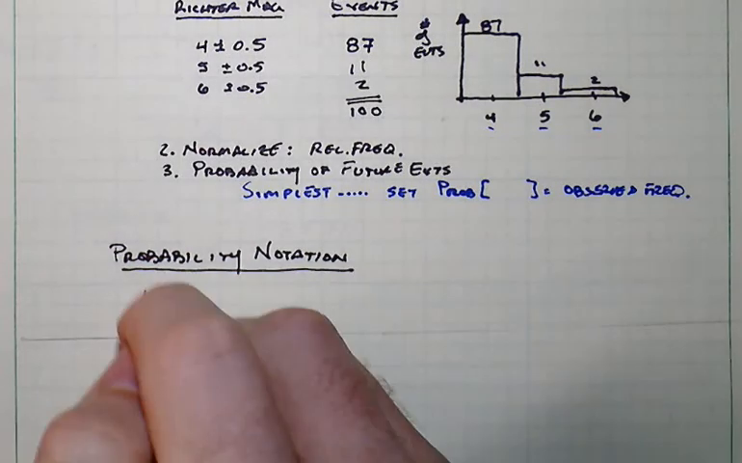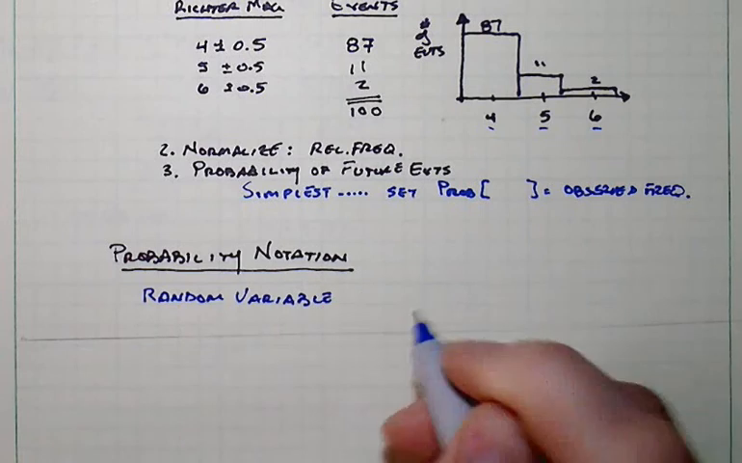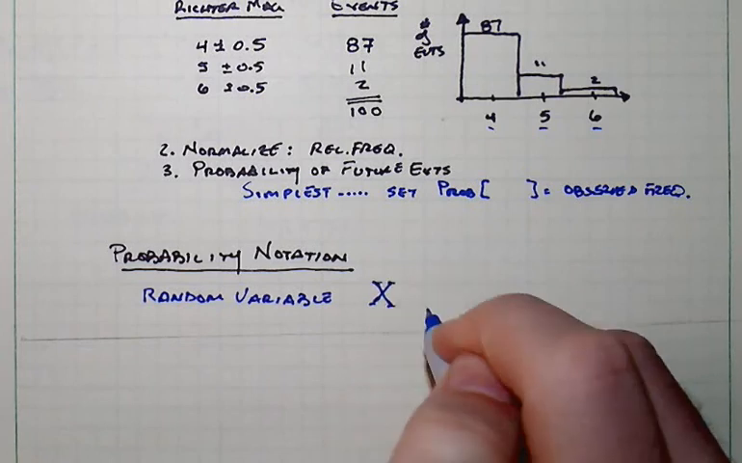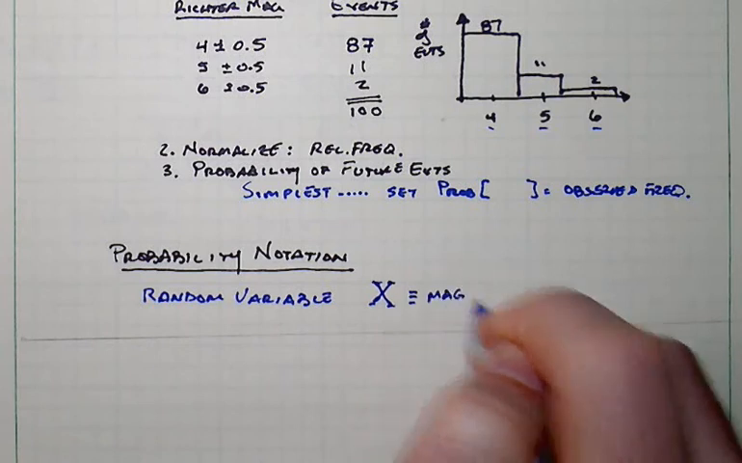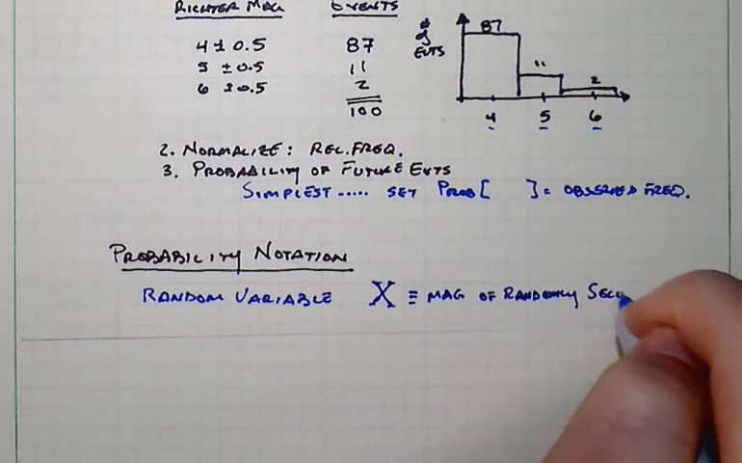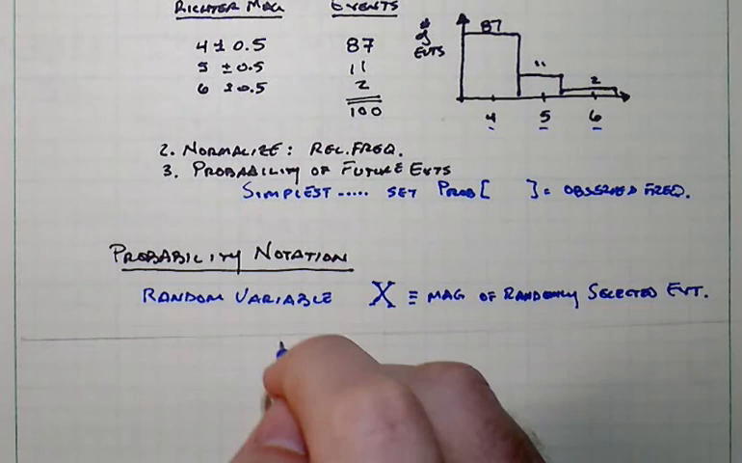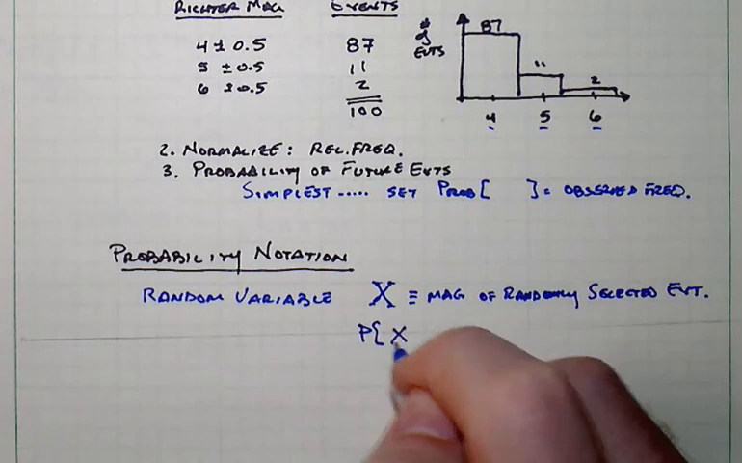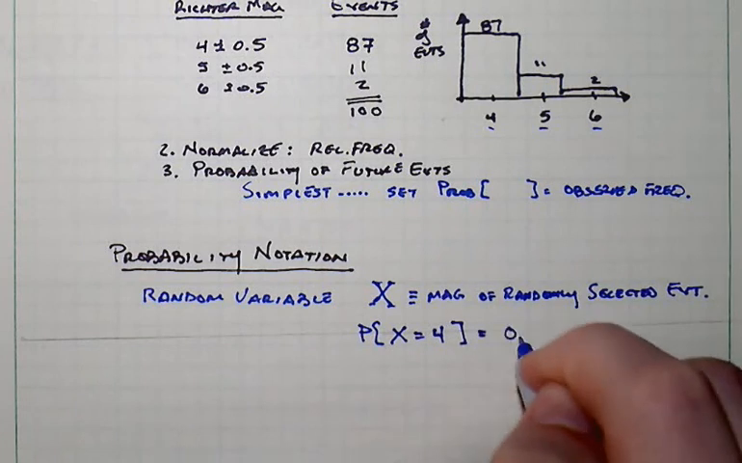When we talk about random variables, oftentimes we'll use these capital letters, and some people like to be stylized and put the little serifs on there so it looks like a black Roman kind of letter. And here in our example, that was the magnitude of a randomly selected event. And for us, the probability that X was equal to 4 in our discrete view of this was equal to 0.87, or 87% chance.